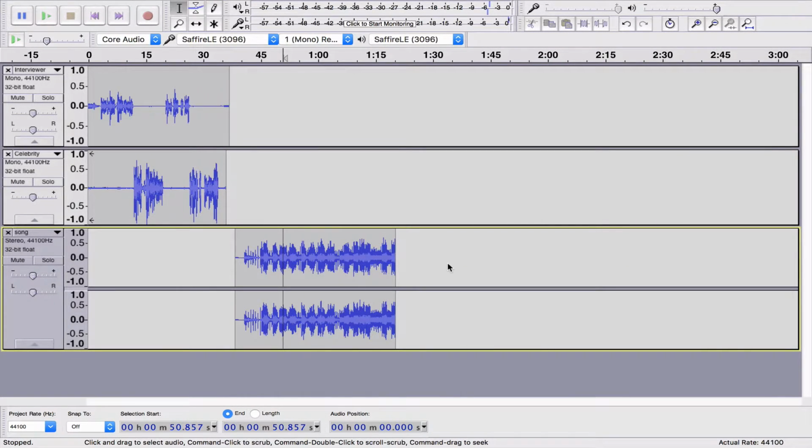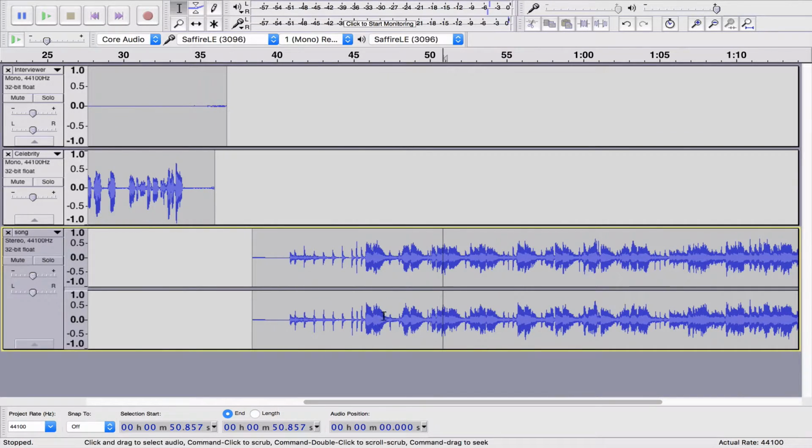In this video we're going to look at Audacity, but rather than showing you how to record and doing technical things like that, what I want to talk about today is levels. And by levels I mean how loud stuff is in Audacity. If you have a look at the podcast that I'm recording here, I've got 3 tracks. I've got the interviewer track, I've got the celebrity track, and I've got a song that I'm going to add afterwards. We'll deal with all 3.